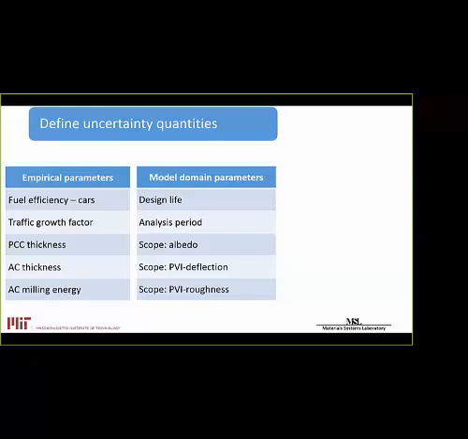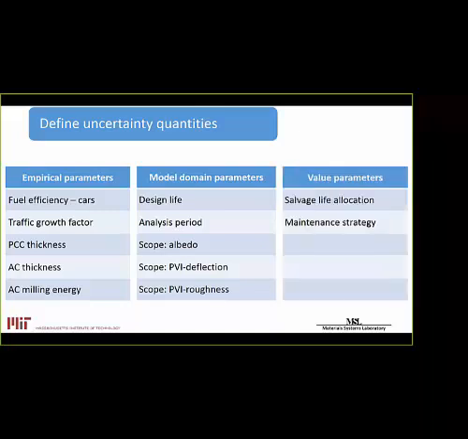Similarly, some of the models that are associated with albedo or this pavement vehicle interaction, people may decide that they don't want to analyze those because either they don't have enough confidence in the model, there's too much uncertainty. So we can do the analysis either including albedo or excluding it, or including this PVI or excluding it. And so those are all choices you're making about the scope of the analysis.